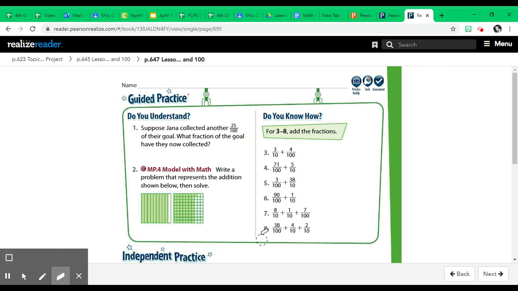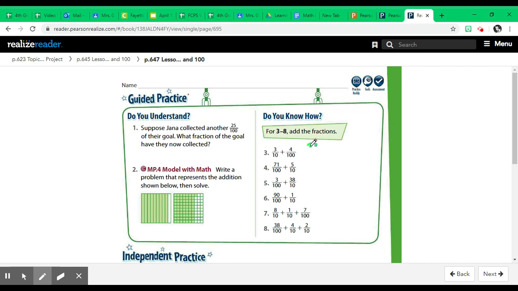Okay, we're going to move on to number 3, and then I'm going to let you all work independently on your own for a few of them. So I have 3/10 plus 4/100. Unfortunately, we can't just add them straight across because they have different denominators. So I want to turn 3/10 into something with 100 as the denominator. I know I need to multiply by 10.